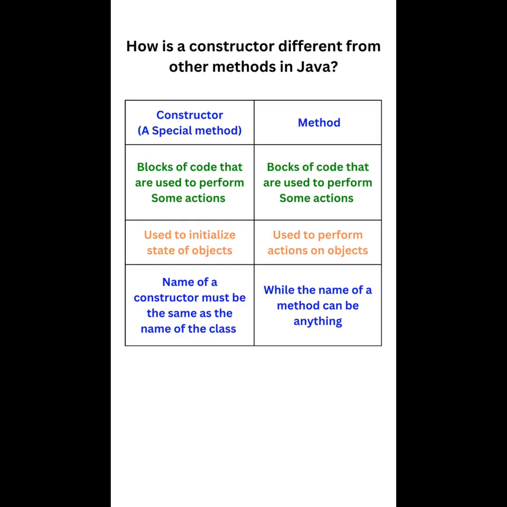How is a constructor different from other methods in Java? Constructor is a special method. Constructors and methods, both are blocks of code that are used to perform actions in Java. Constructor is used to initialize state of objects, where method is used to perform actions on objects. Name of a constructor must be the same as the name of the class, while the name of a method can be anything.